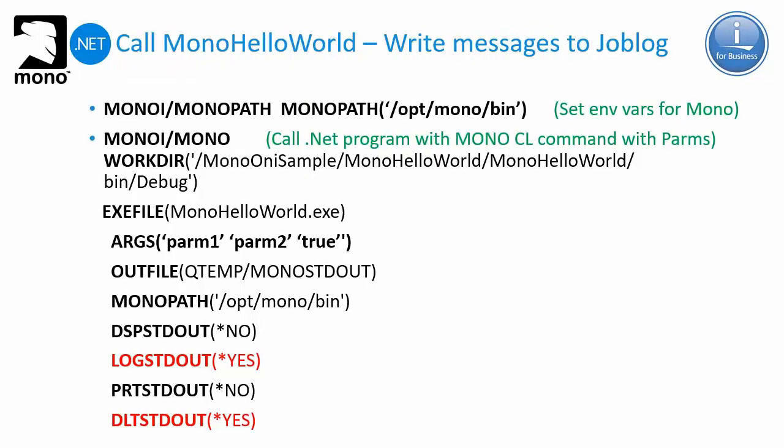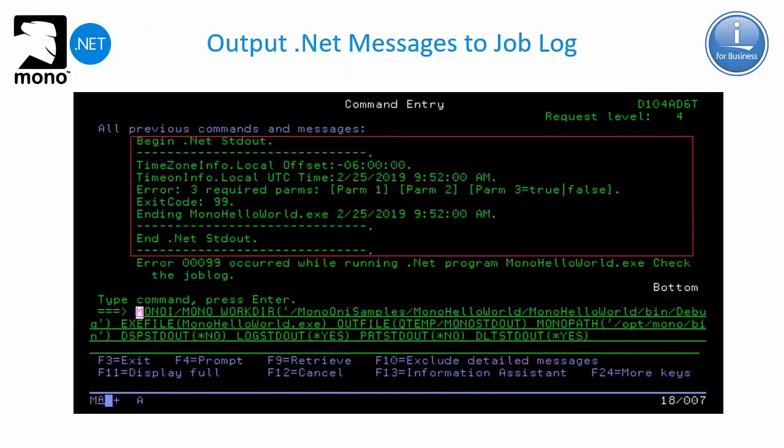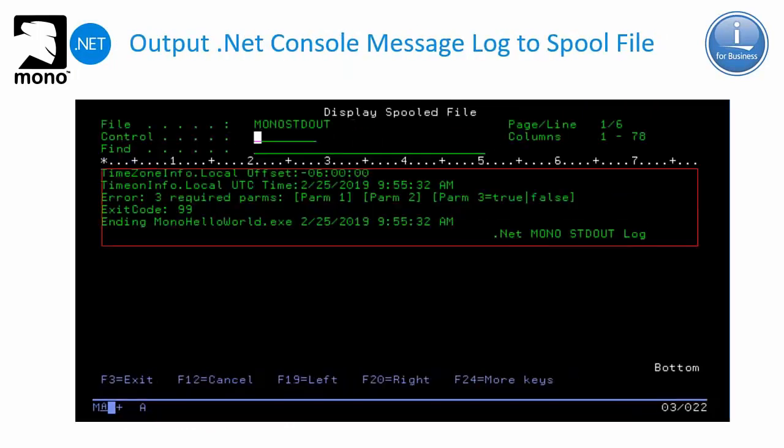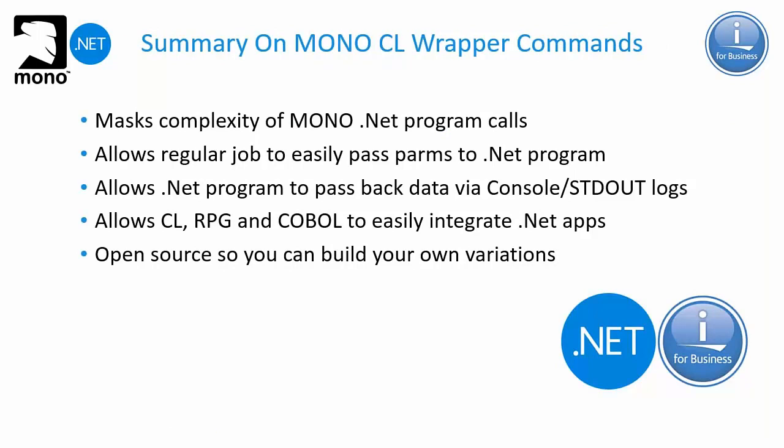And then here was calling it with parms, writing to the job log. There's the job log we looked at. Okay. And the spool file. We already saw them. But they're there for posterity, so you can watch the video, read the slide. So kind of the summary on those guys, mask the complexity of mono.NET calls. That was a regular job to consume those. You can create and consume standard out and allows your CL and RPG to easily integrate. And it's open source, so you can do your own variations.